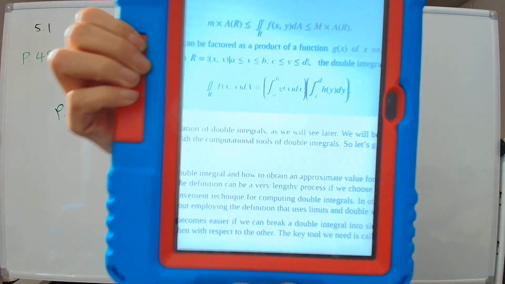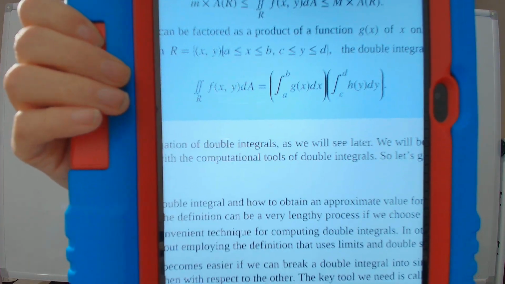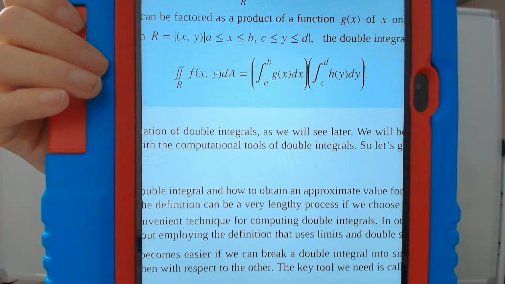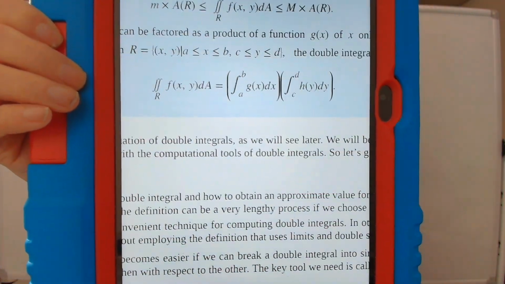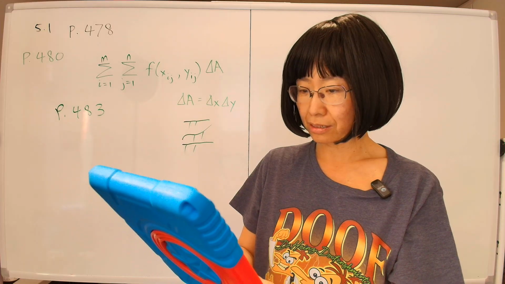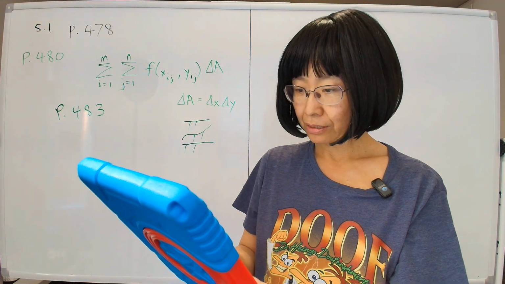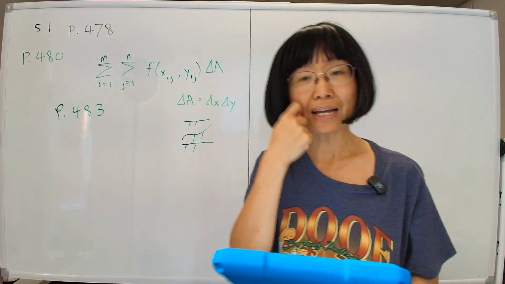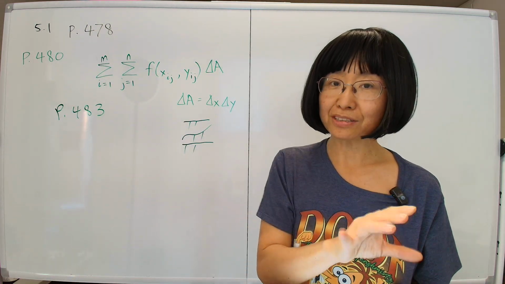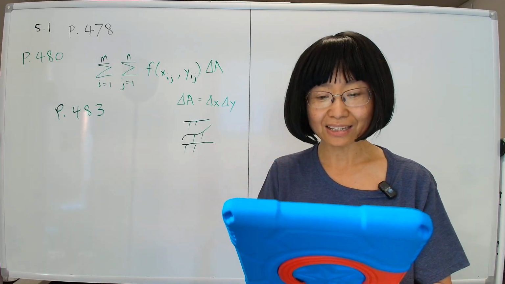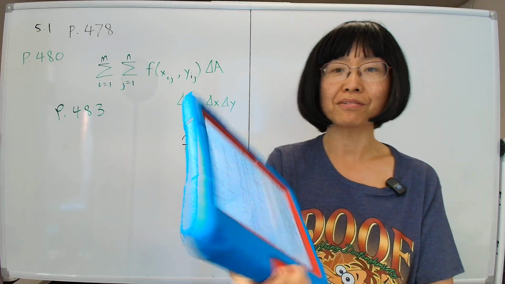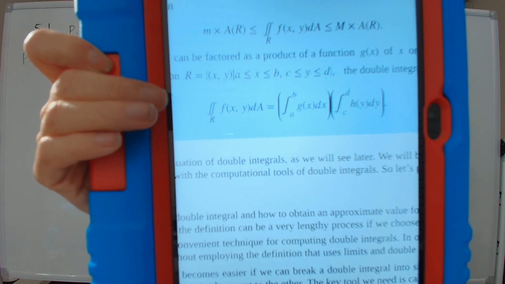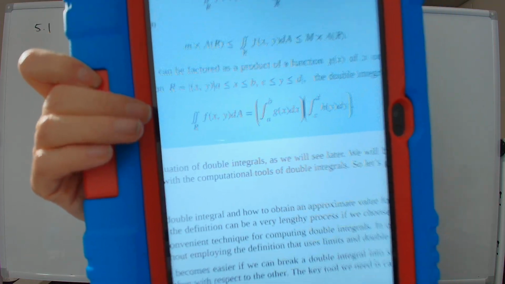In the sense that if your function happens to be breakable into 2 functions, that is, your f of x, y can be broken up into g of x times h of y, a product, then you can factor f of x, y into a function of x times a function of y. In that case, your integration can be neatly broken up into these things. So everything is nice and clean, so to speak.